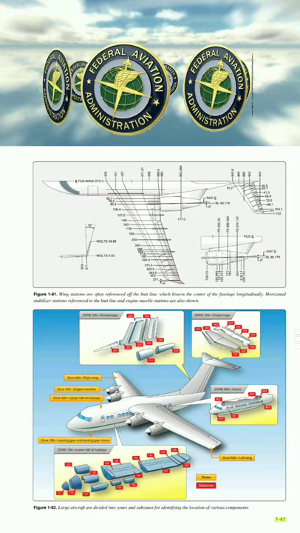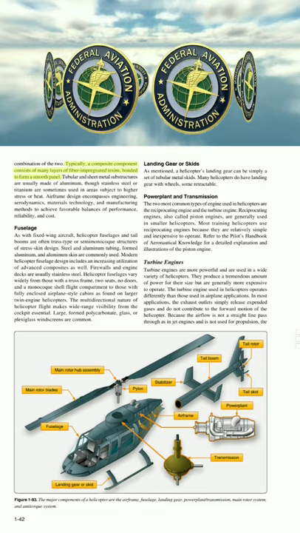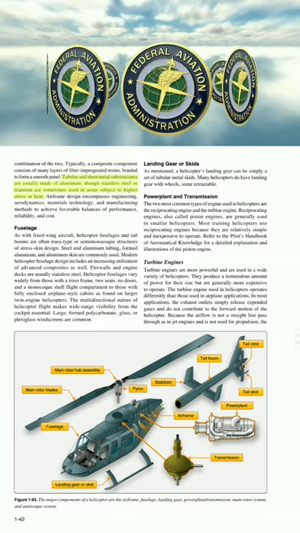A combination of the two. Typically, a composite component consists of many layers of fiber-impregnated resins, bonded to form a smooth panel. Tubular and sheet metal substructures are usually made of aluminum, though stainless steel or titanium are sometimes used in areas subject to higher stress or heat.